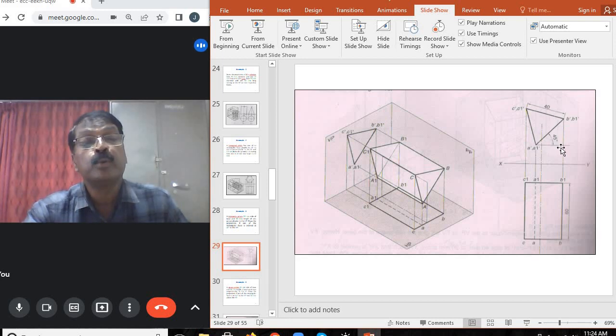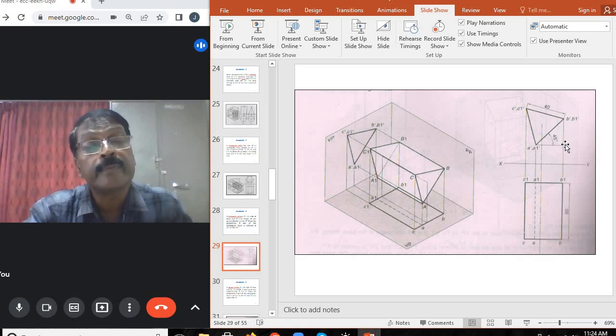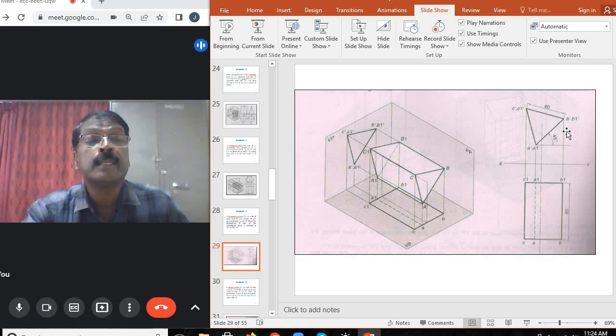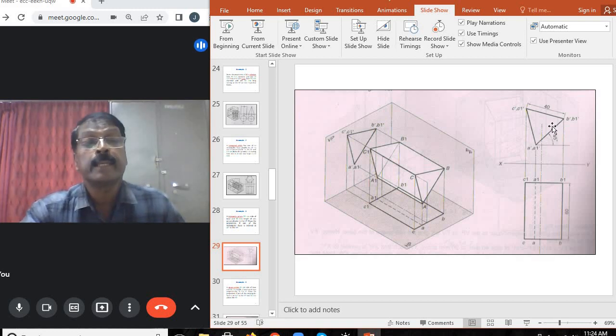So while doing so, this edge, that is small a, b, a dash, b dash, makes 45 degrees, and adjoining the rectangular face a dash, b dash, a1 dash, b1 dash, that rectangle makes 45 degrees with the horizontal, means 45 degrees with the XY in front view. Okay. So now the triangle in front view is covered.